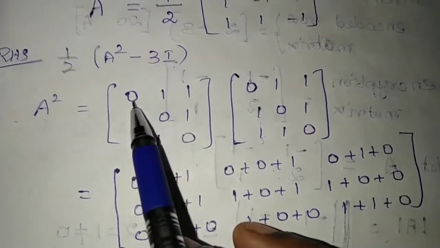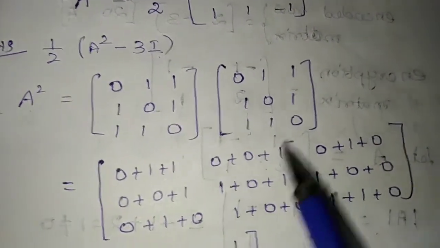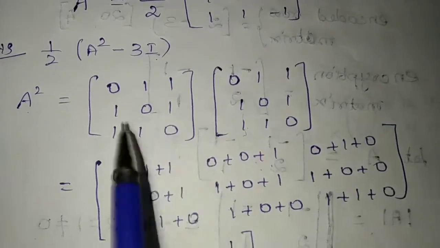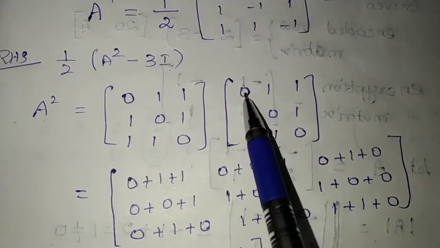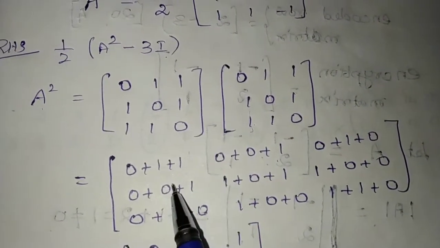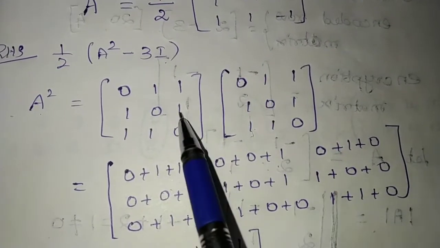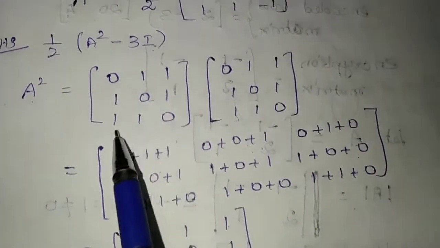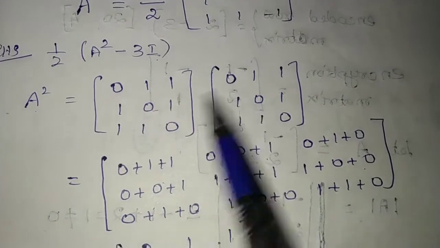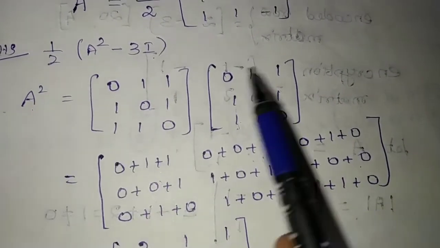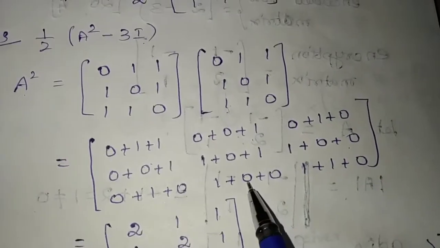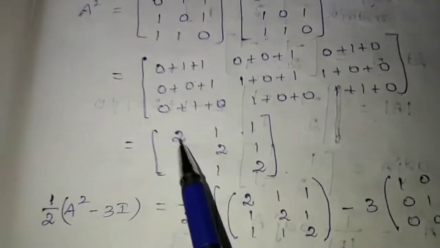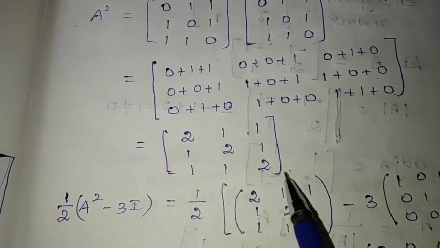0 plus 1, 1. Next 0, 0, 1. Next 0, 1, 0. Second row, first column, 0, 0, 1. Next 1, 0, 1. Next 1, 0, 0. Third row, first column, 0, 1, 0, 1, 0, 0, 1, 1, 0. See that one? Simplify. 2, 1, 1, 1, 2, 1, 1, 1, 2.